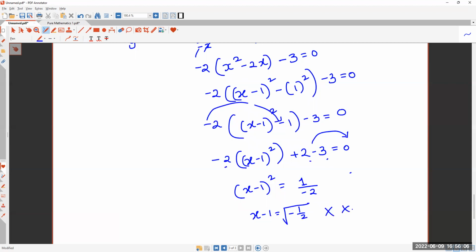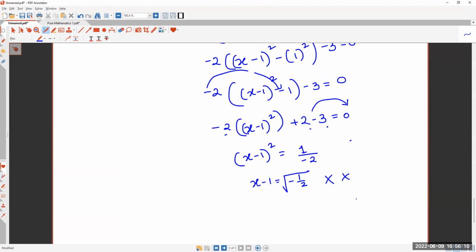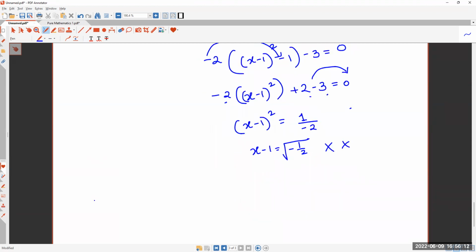No solution. If there is no solution, see, your graph either looks like this or it looks like this. Understood? Why? Because it is not cutting the x-axis. Therefore, I'm not getting any solution. Understood? That is the reason I'm not getting any solution over here.